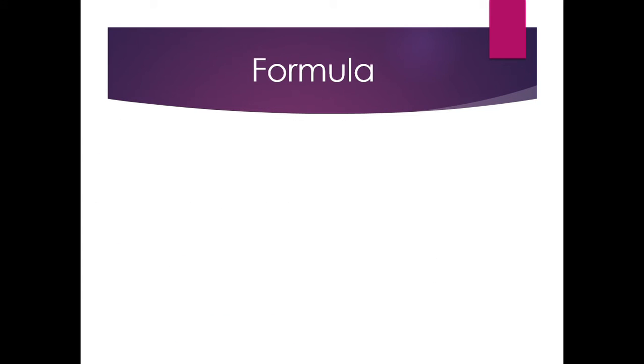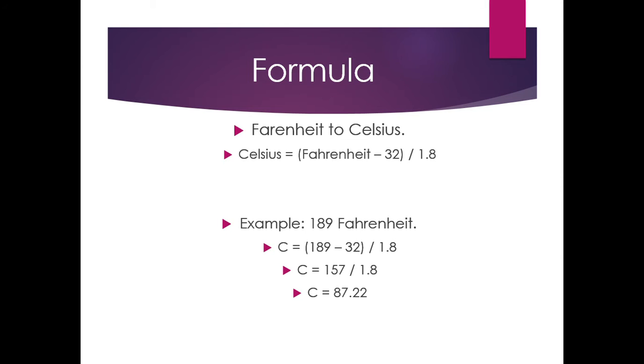Now we have a specific formula to change the degrees from Celsius to Fahrenheit, or from Fahrenheit to Celsius. So basically, the formula in order to change Fahrenheit to Celsius will be Celsius equals Fahrenheit, the degrees that you have, of course, minus 32. Then you're going to divide that by 1.8.